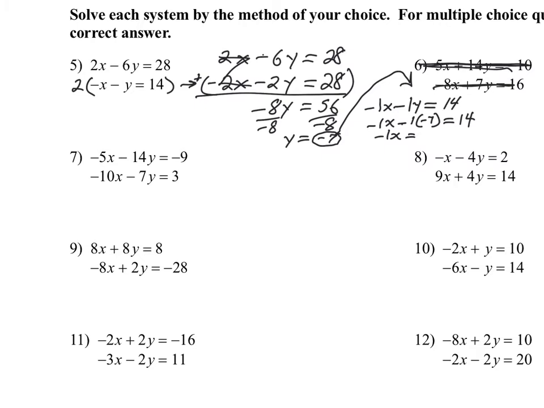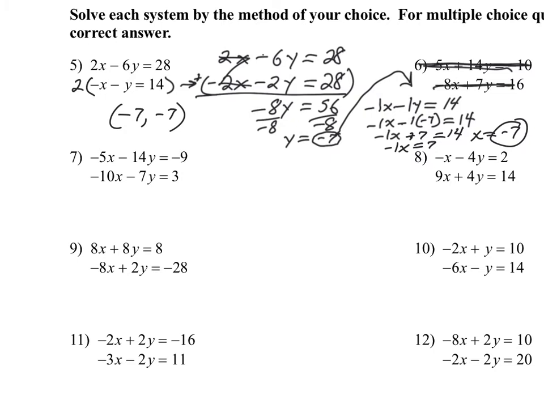stop, back up a little. Forgot to write down what -1 times -7 is. Plus 7 equals 14. And then I subtract 7 from both sides. I get the opposite of 1x equals 7. 14 take away 7 is 7. But because that says the opposite, it says the negative of x is 7, that means x is actually equal to the opposite of 7, or -7. So I end up with a solution of -7, -7.